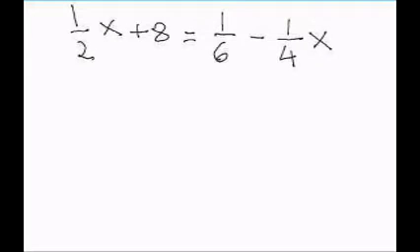Let's solve the following linear equation. It's 1/2 x plus 8 equals 1/6 minus 1/4 x. Now it's everyone's favorite: fractions appear in this linear equation. Though we could just treat these fractions as any other coefficients and numbers and solve the equation the way we solved the previous linear equations, maybe the best thing to do in this case is to actually clear the fractions.